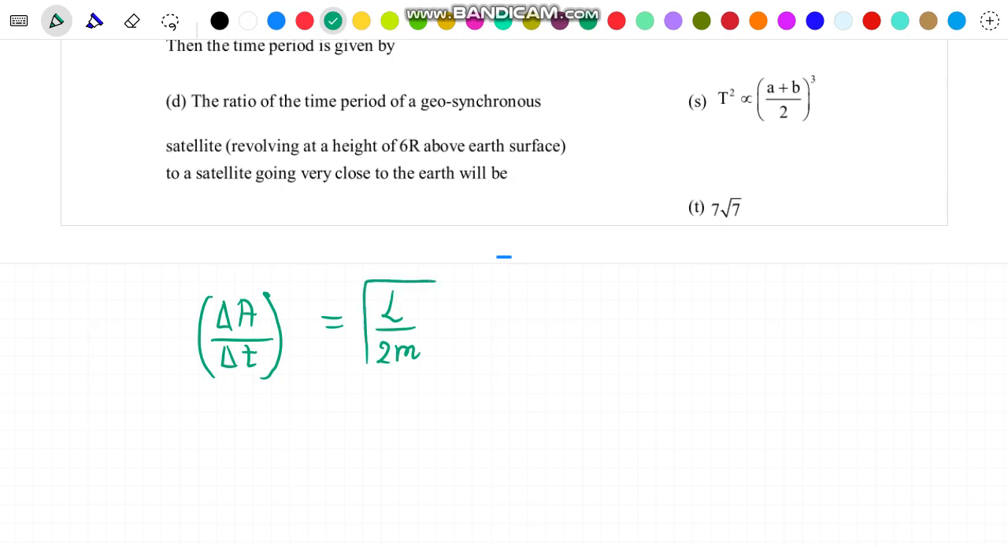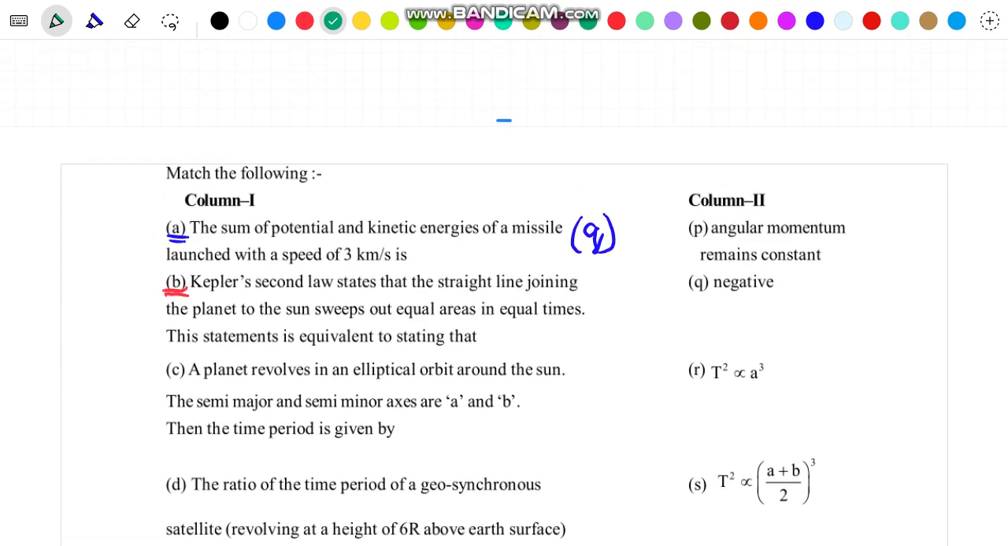Now since this term remains constant, therefore we can conclude that angular momentum remains constant. So from here we can say that Kepler's second law can be equated to option P, that is angular momentum remains constant. So our correct option will be P.